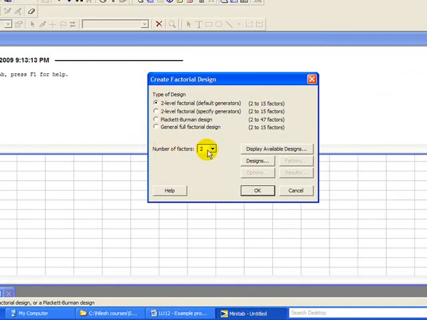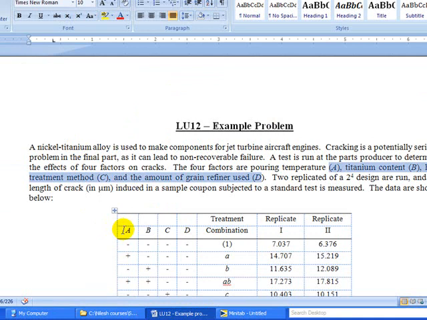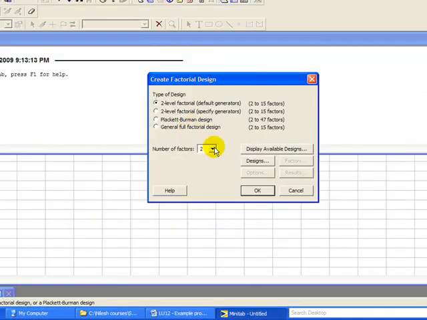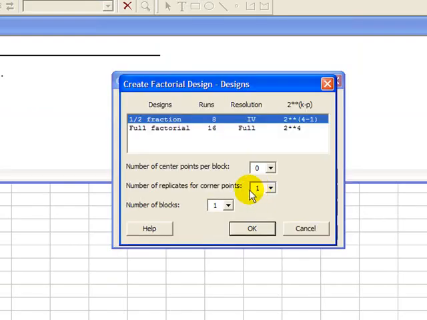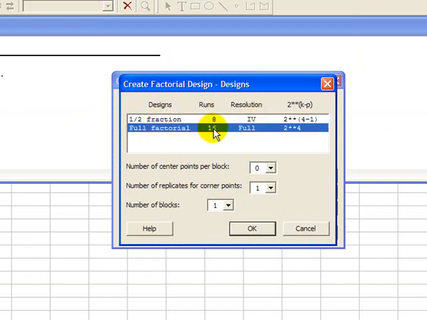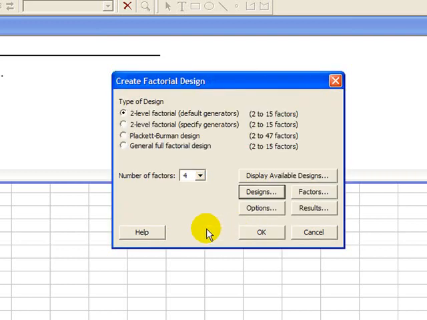Number of factors, how many factors do we have? We have 4 factors, A, B, C, D. So I'm going to select 4 here, right? Next I will click on Designs, and we don't want half fraction, we want full factorial, 16 runs, right? So I clicked on full factorial. Also you can see here the number of replicates. How many replicates do we have? We have 2 replicates. So I'm going to select that, and we don't have any blocks, so number of blocks is 1. Now I say OK.